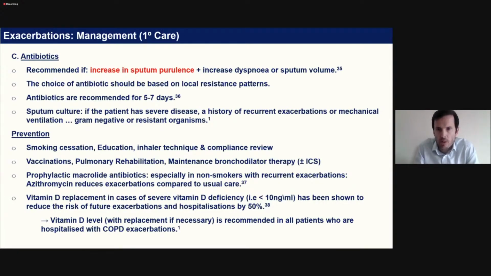The immunomodulatory role of vitamin D has also been implicated in the pathophysiology of COPD exacerbations, and COPD is associated with lower levels of vitamin D. Vitamin D replacement in cases of severe vitamin D deficiency has been shown to reduce the risk of future exacerbations and hospitalizations by 50%. Thus, vitamin D assessment and treatment, if indicated, is recommended in all patients who are hospitalized with COPD exacerbations.